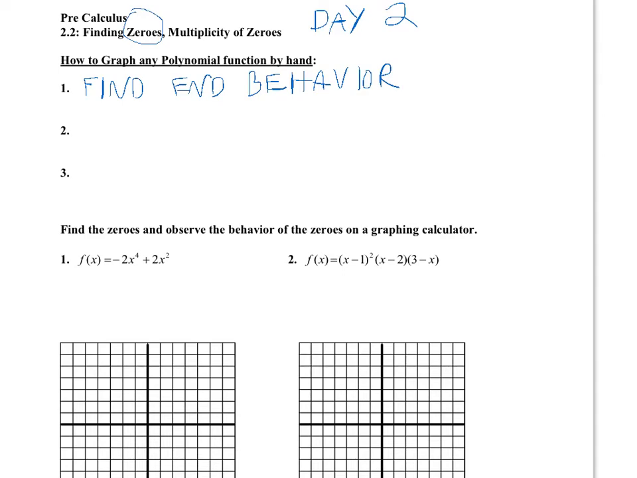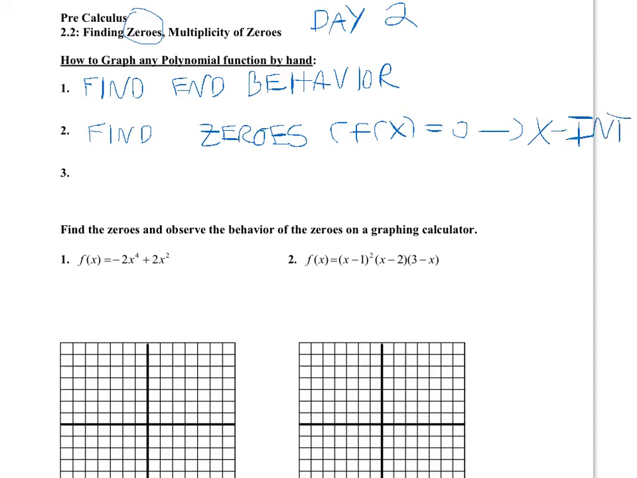Now, what's going to be new today is steps 2 and 3. Now, number 2, actually, this isn't new. You've found the zeros before. We're going to find the zeros for each graph. And remember, when you find the zeros, you set f of x equal to 0, which is really setting y equal to 0. So if you're setting y equal to 0, you're finding the x-intercepts. The x-intercepts of a graph, they're the zeros of that function. So you've really done this before. Actually, what's new is this.